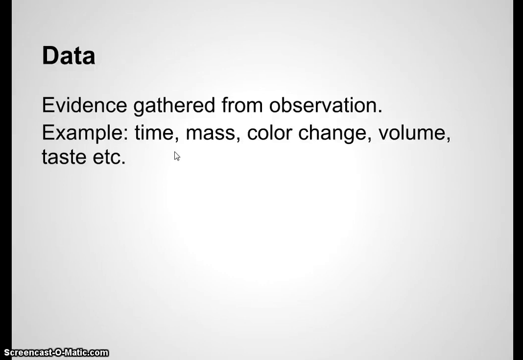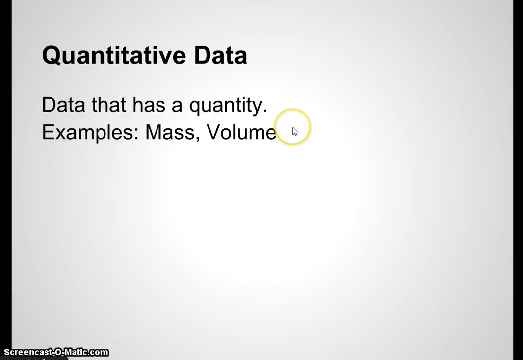from observation. You guys have done time and mass, velocity, things like that in your physics class. In chemistry, you might have done mass and temperature. Color change, we actually talk about a lot in this class. We have indicators, biological indicators that will change color in a certain solution. So any one of those things can be considered data. Now, there are two types of data. In science, we really like quantitative data. We want it to have a number so that we can measure it.